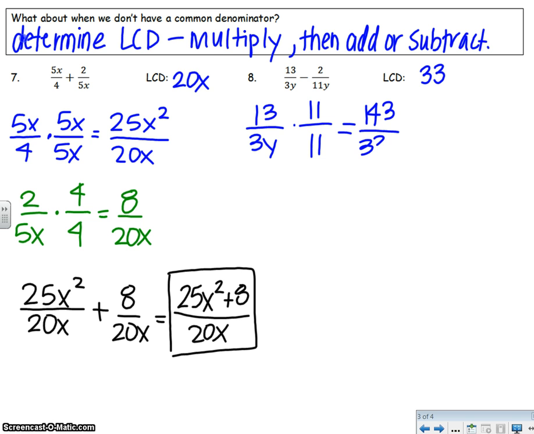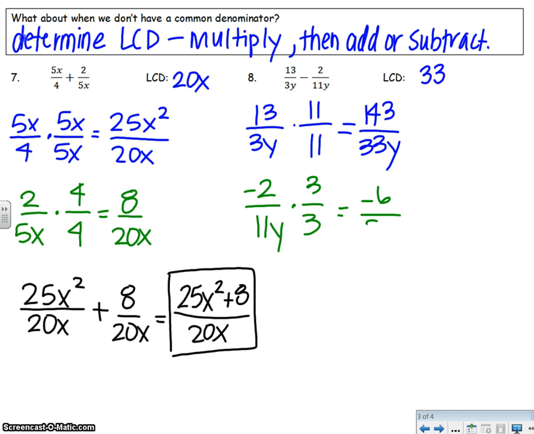We have 143 over 33y, and then we will multiply 2 over 11y, and if you want to make that 2 a negative, that might help you to stay organized. We'll multiply this by 3 over 3. So now we have negative 6 over 33y.